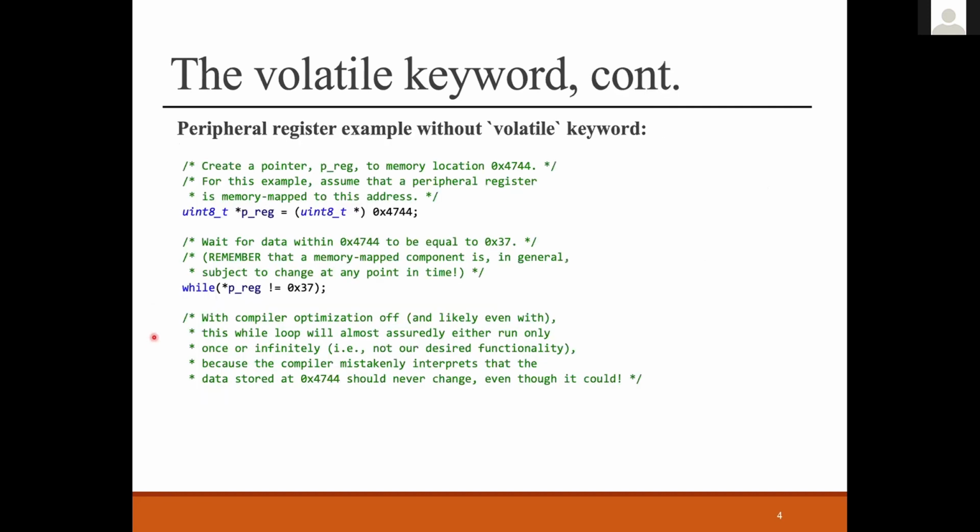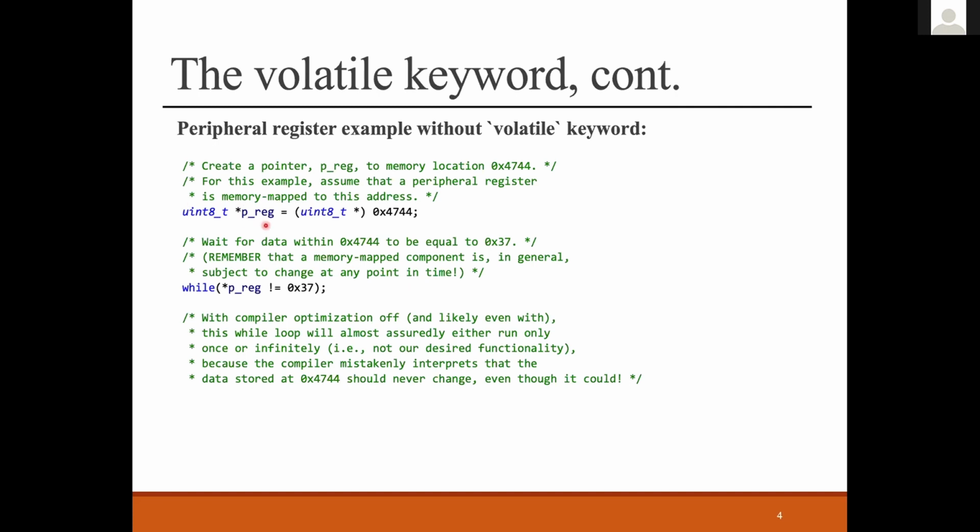First is the peripheral memory mapped register example. Let's read the comments as we go. Let's imagine, and you guys are already familiar with pointers a little, let's create a pointer. If you're not familiar with the syntax, let's define p_reg to be a pointer, which is specified by this asterisk. Let's make p_reg a pointer to some unsigned 8-bit value in memory. This pointer is going to be used to specify the address of some memory location.